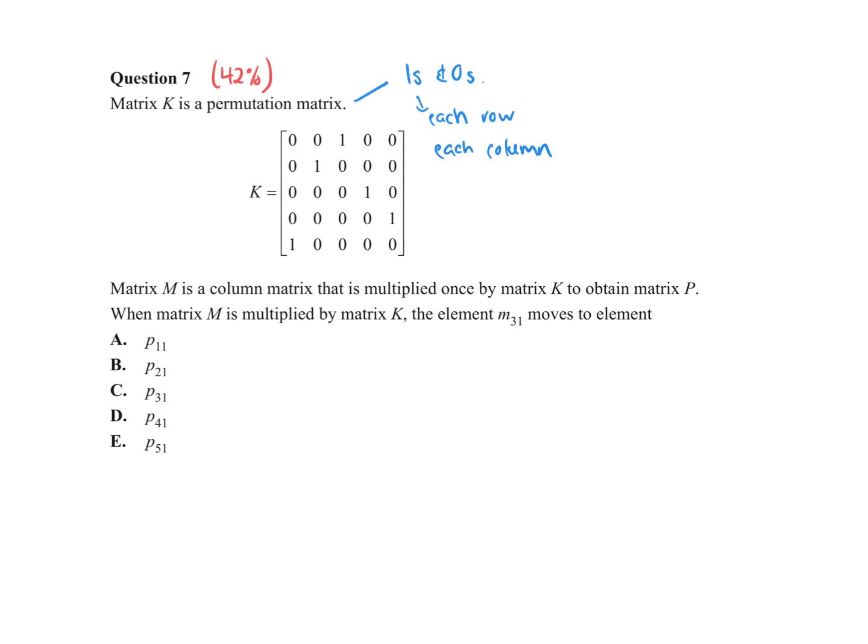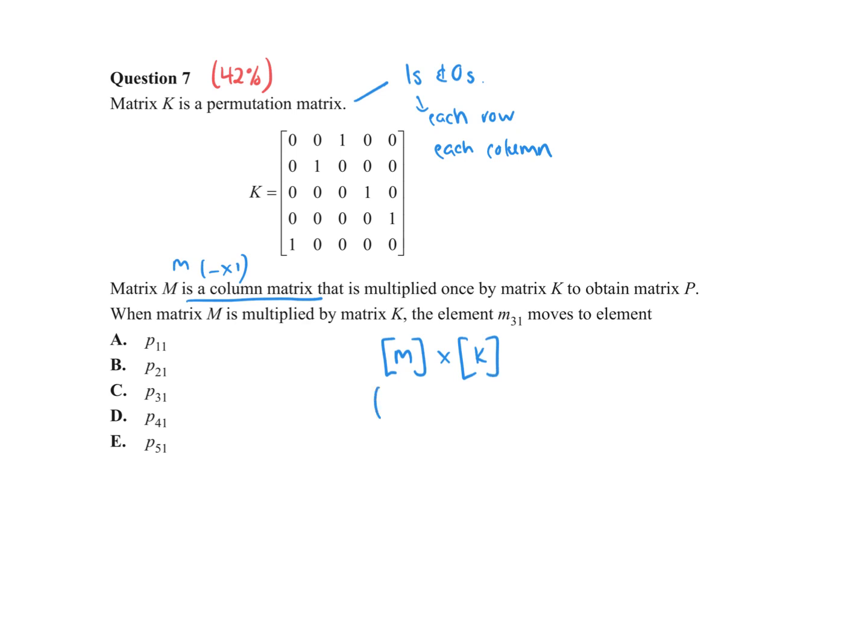All right, so we've got matrix K is a permutation. Matrix M is a column matrix. I just like to say a column matrix means there's one column, so it's a something by 1. And it's multiplied by matrix K. So really, we've got matrix M getting multiplied by matrix K.